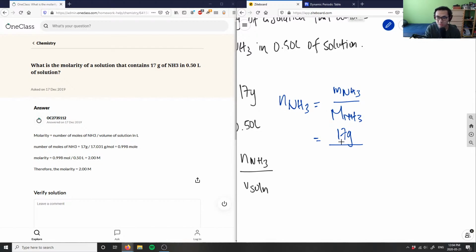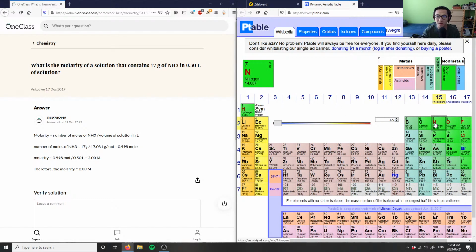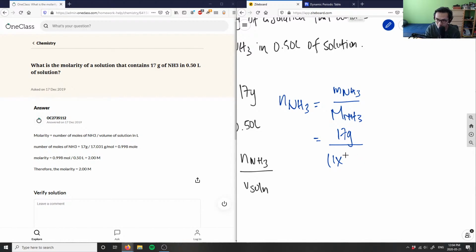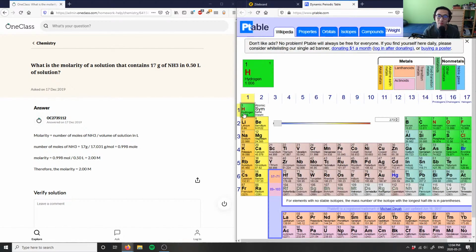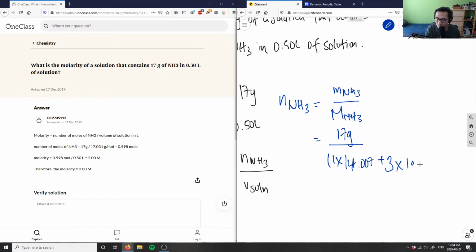I have 1 nitrogen here, so I can say 1 times, and I look at my periodic table here. Nitrogen has an atomic mass of 14.007, so in 1 mole, I'm going to have 14.007 grams per mole. Plus, how many hydrogens do I have here? NH3, right? I have 3 hydrogens, so 3 multiplied by 1.008 grams per mole. So I have 17 grams divided by that, and I'm going to use my calculator.